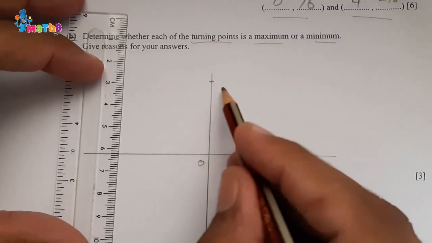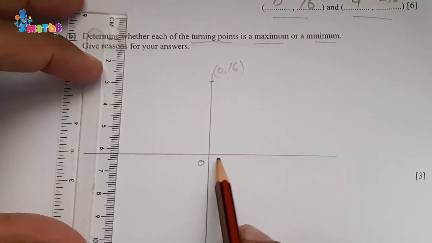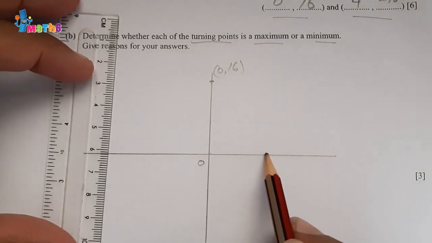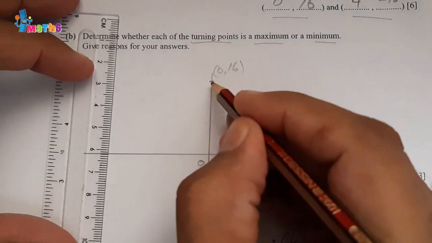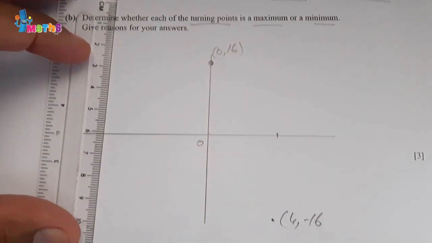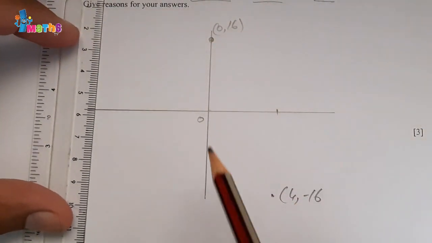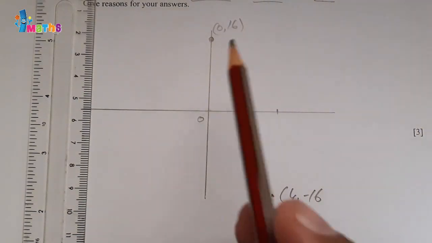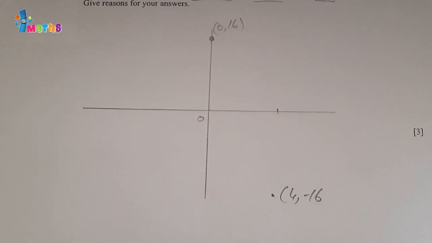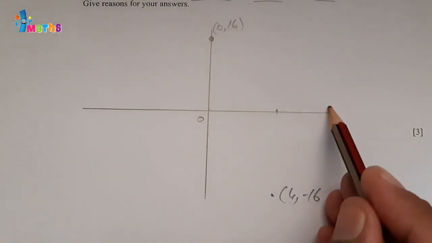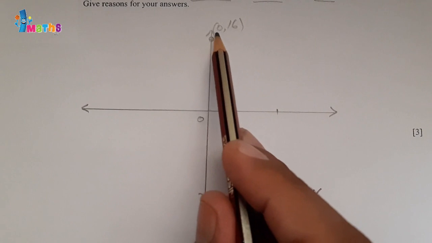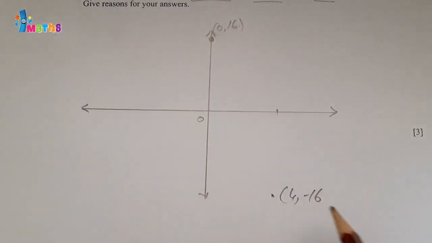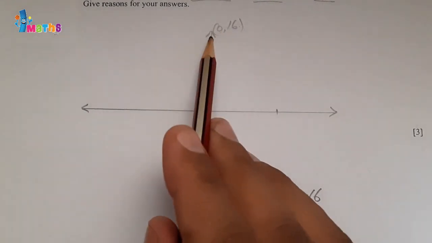Say this is 16, so this is the 0 and 16 point, and 4 and minus 16. 4 is, say for example, over here. So 4 and minus 16 will be the point over here. So we can write here 4 and minus 16. So we got this point and this point, and we have to show which one is the maximum and which one is the minimum point. This is the x-axis, and this one is the y-axis. From here we can clearly see that 0 and 16 is the upper point, and this is the lower point, which is the local maxima and this is the local minima.